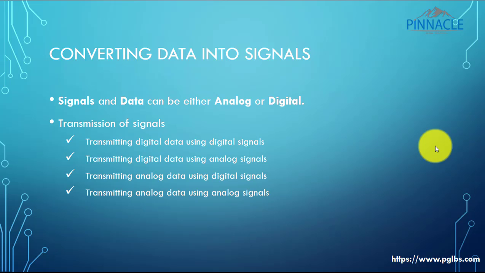You can have transmitting of digital data using a digital signal. You can have transmitting digital data using an analog signal. You can have transmitting analog data using a digital signal, and you can also have transmitting analog data using analog signals. So there are different types of transmission mechanisms you can think of.